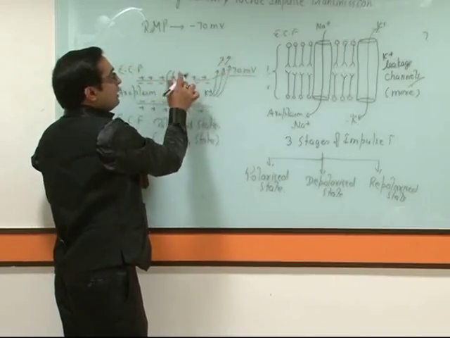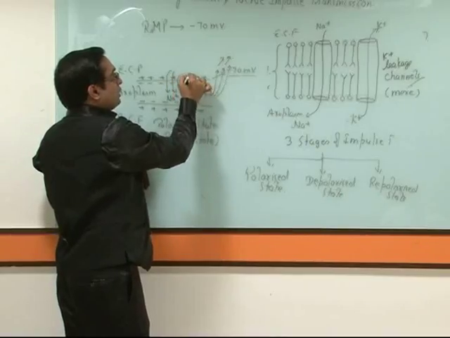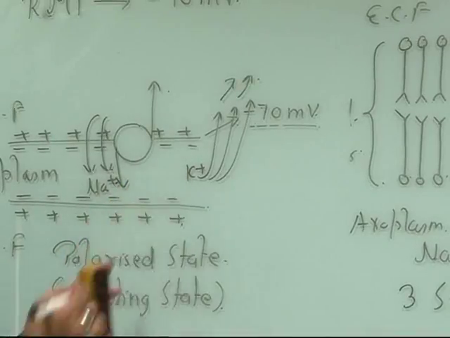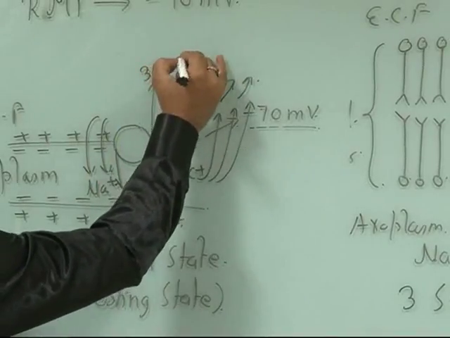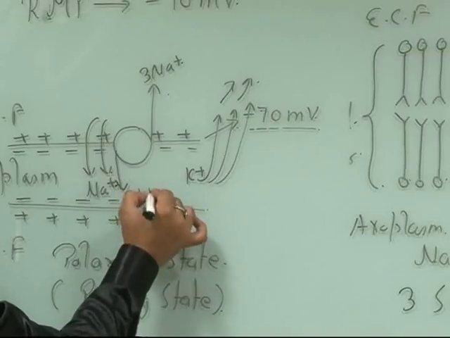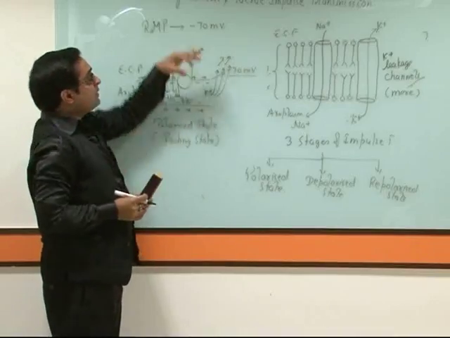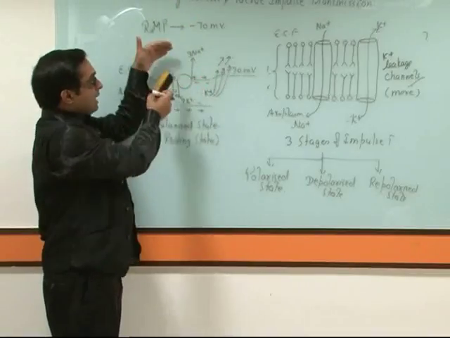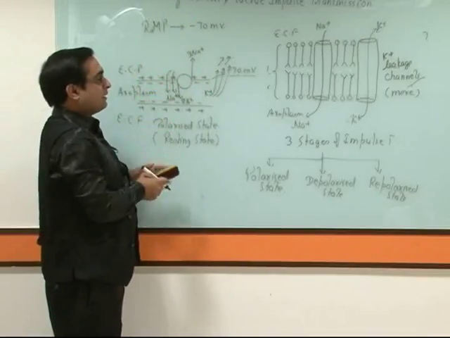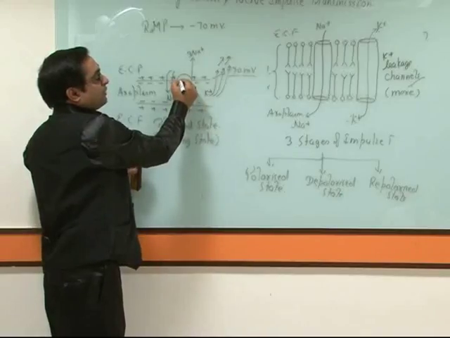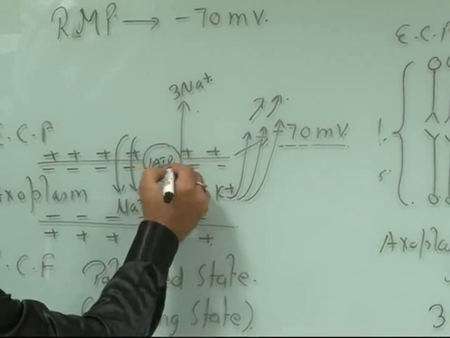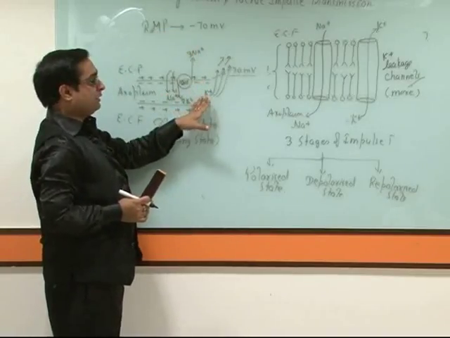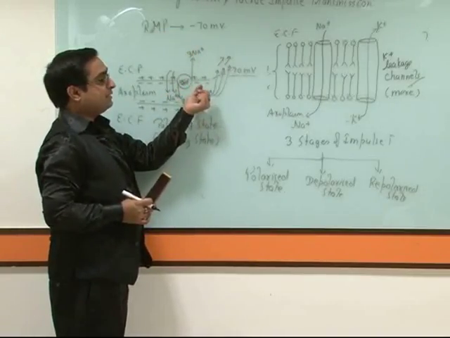Plus, in the axolemma, we have a structure called sodium-potassium pump, which keeps on throwing 3 sodium ions out and brings 2 potassium ions in. Means more of the positive charge is leaving the cell or the axoplasm and less of positive charges coming inside. This sodium-potassium pump uses 1 ATP.